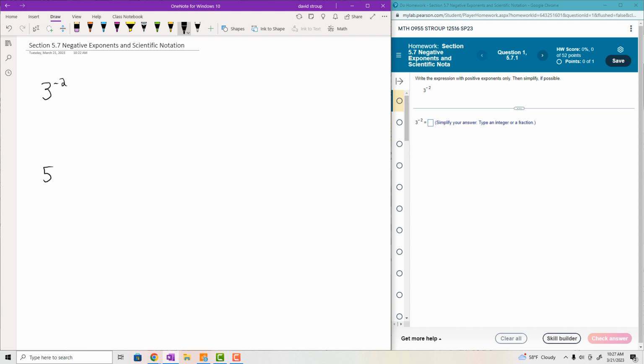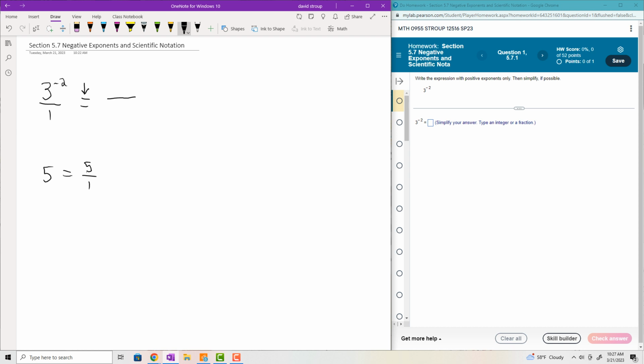The deal is you can think of any integer value as a fraction, right? So you can think of 5 as the same as 5 over 1, okay? So I typically think of 3 to the negative 2 as 3 to the negative 2 over 1. And then the negative exponent, what you want to do with that is just move the expression to the denominator. So you're going to move it downwards, okay?